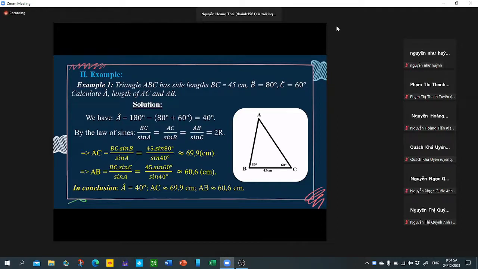And in conclusion, we find the measure of the angle A is 40 degrees. The length of AC is about 69.9 centimeters. And the length of AB is about 60.6 centimeters. So this is the first example. Let's go to the second example.